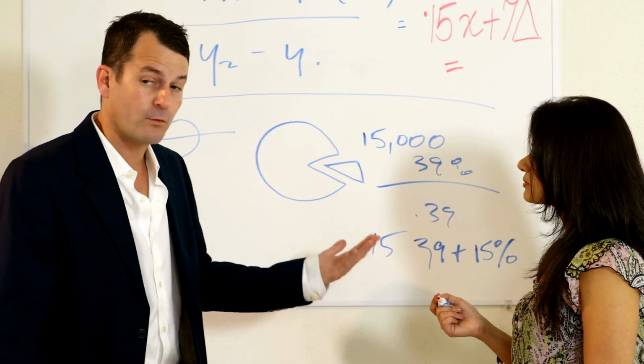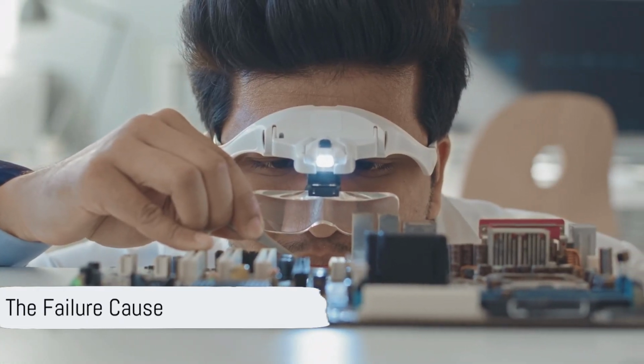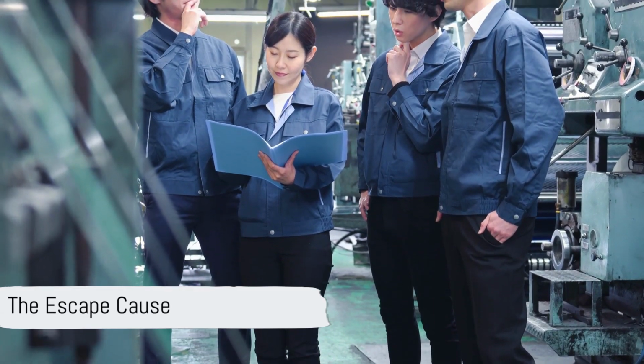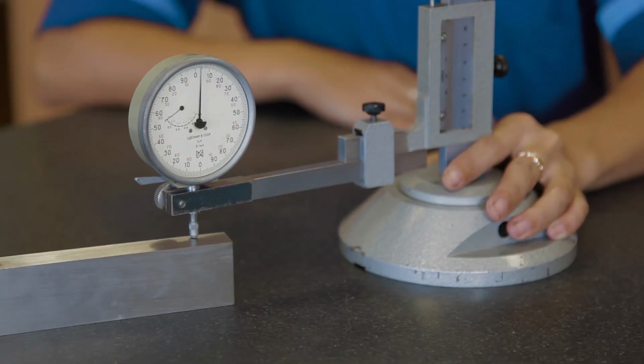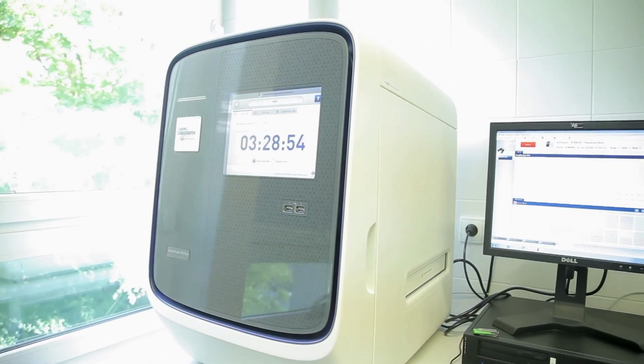Once the tool has been chosen, identify 2 types of root causes. First, the failure cause, what caused the defect? And second, the escape cause, why didn't we catch it? Verification is critical. Don't rely on assumptions. Validate causes through testing, process replays, or historical trend data.